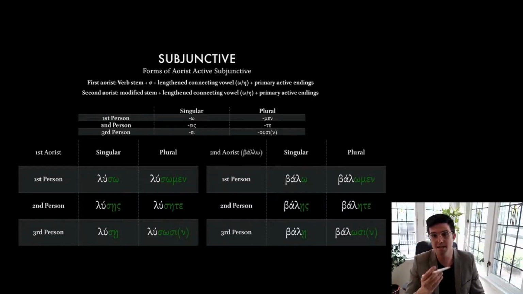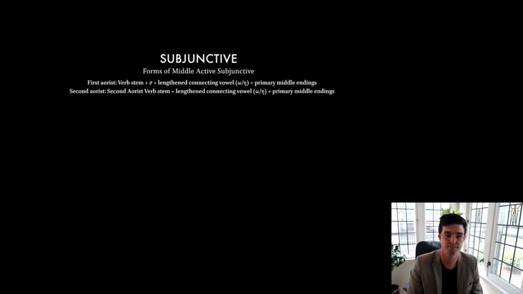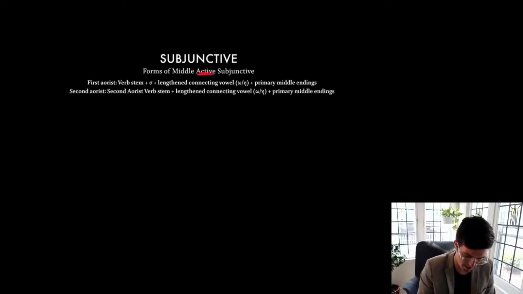And then over here, for our second aorist active subjunctive, notice we have the short bal with one lambda instead of two. If we had two lambdas, we would be working with the present tense stem, but this is our modified stem, then with those endings with the lengthened connecting vowel added on there. Our forms of the middle, sorry, not the middle, active subjunctive, the aorist middle subjunctive, my apologies here.